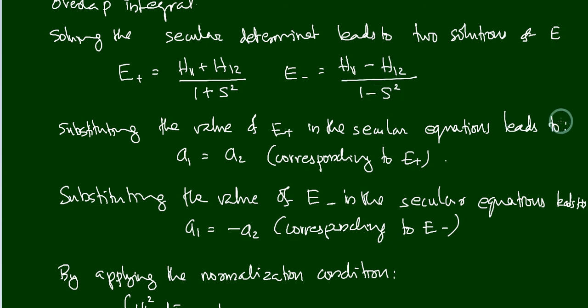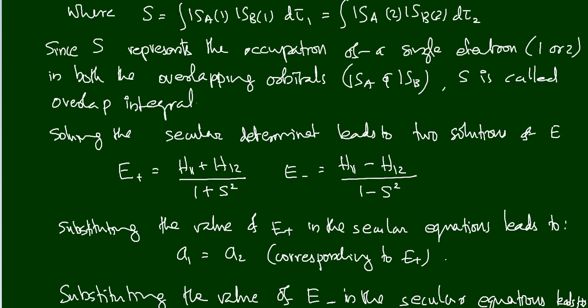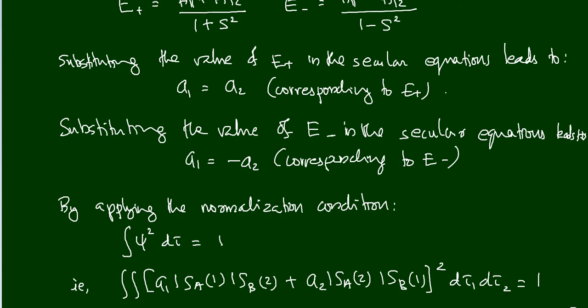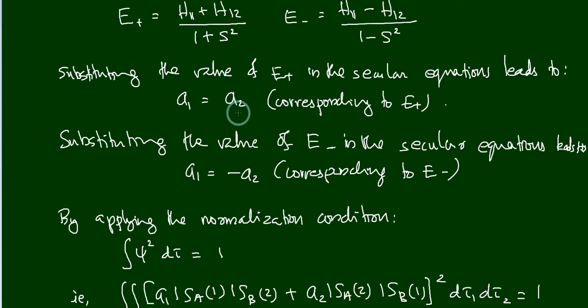Substituting the value of E plus in the secular equations, we reach a condition relating A1 and A2, the relative value of A1 and A2. We will see that A1 is equal to A2 when we substitute the value of E plus in the secular equations. And if we substitute the value of E minus in the secular equations, we reach another condition, that is A1 is equal to minus A2. That corresponds to energy E minus.